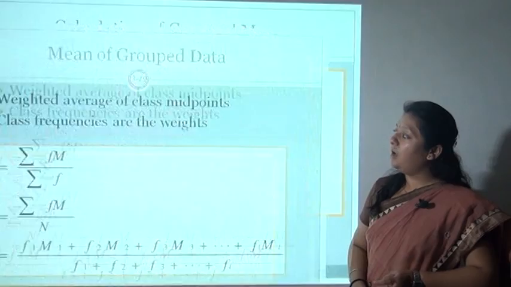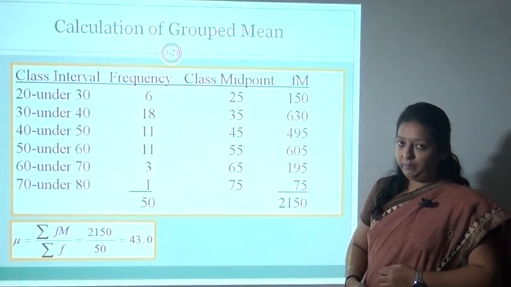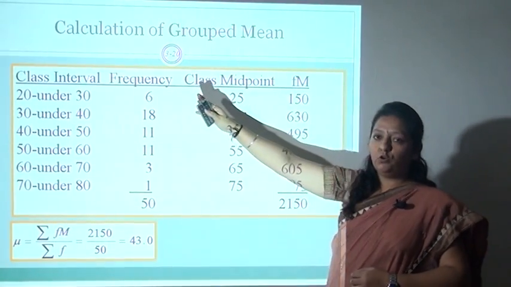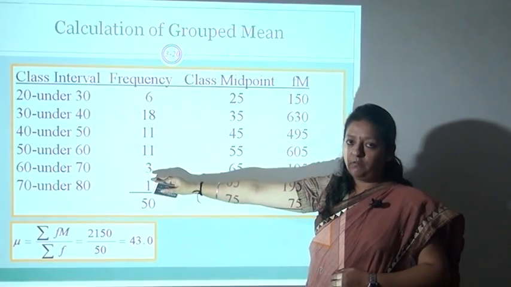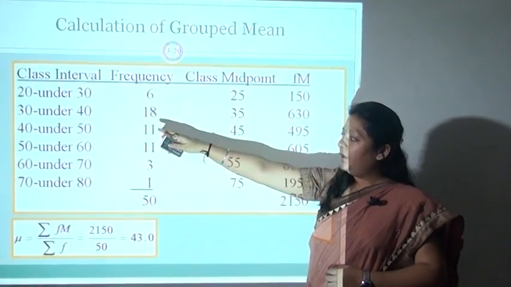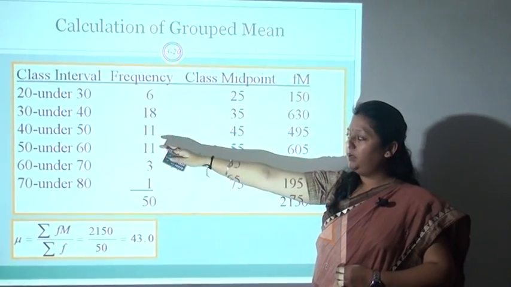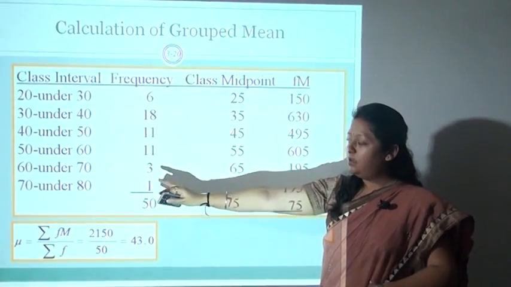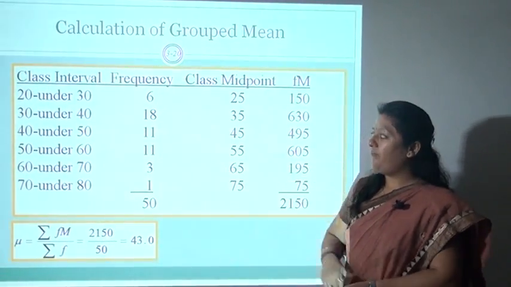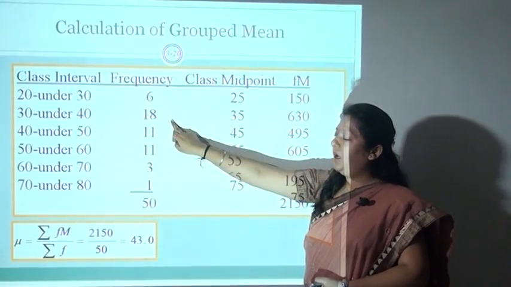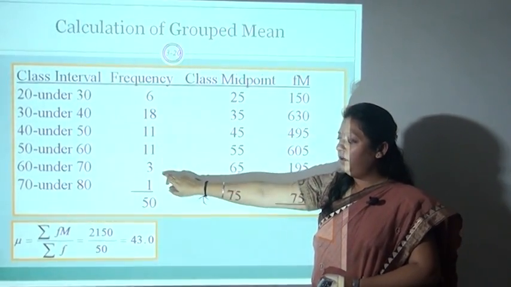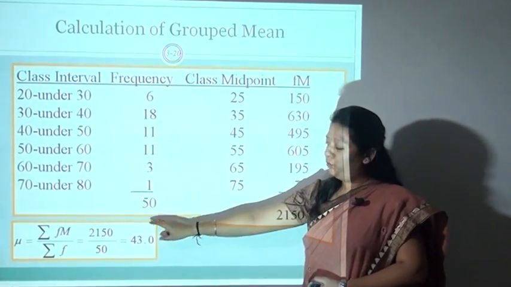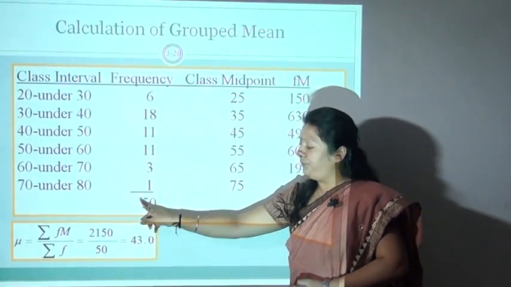Now we'll see an example of calculating the mean for group data. Say we have group data with class intervals 20 under 30, 30 under 40, 40 under 50, 50 under 60, 60 under 70, 70 under 80. We have frequencies 6, 18, 11, 11, 3, 1, which add up to 50. This is going to be our sigma f.